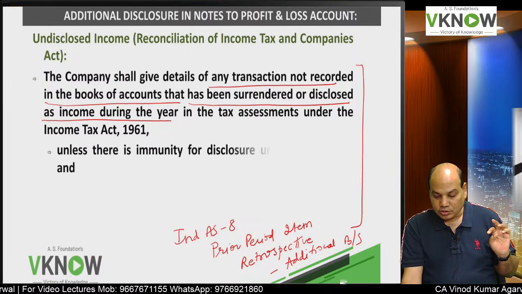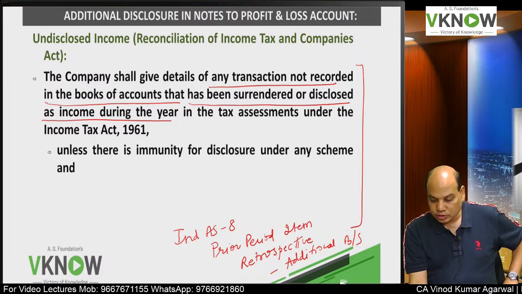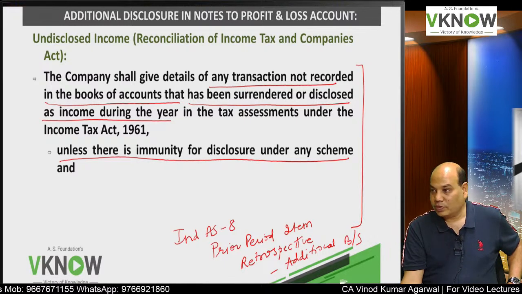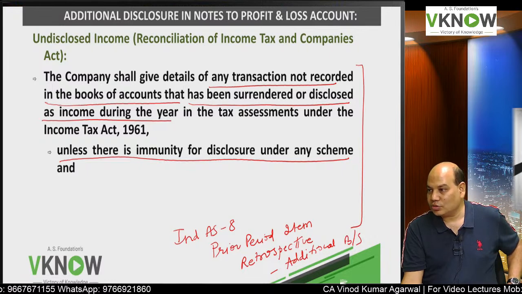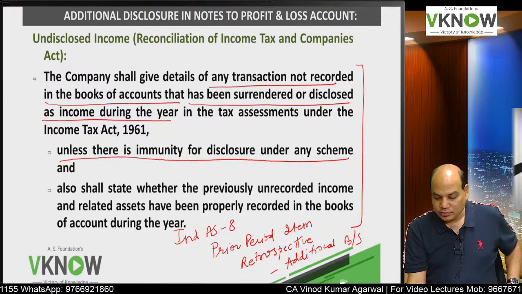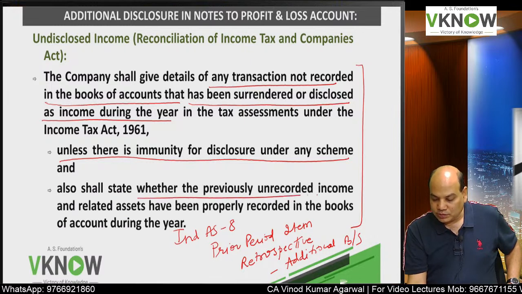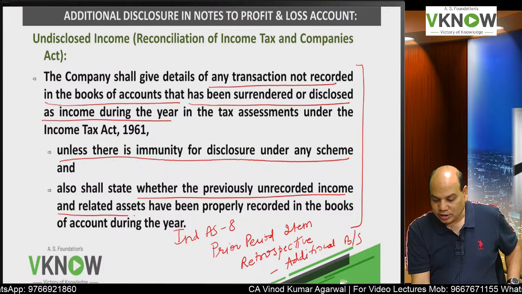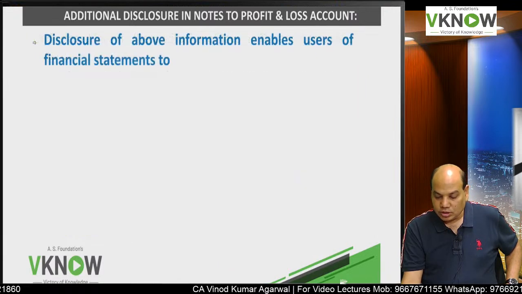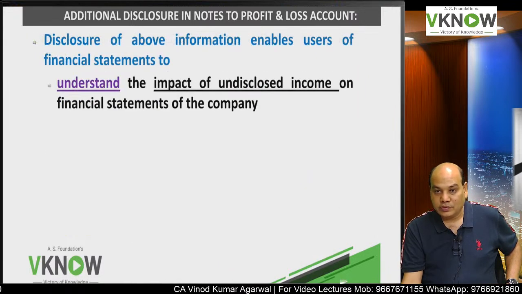Okay. So what is the disclosure you have to give, unless there is an immunity from disclosure under any scheme? If the government says you have an immunity from disclosure, don't disclose, then enjoy. Otherwise you have to state whether the previously unrecorded income and related assets have been properly recorded in the books of account during the year. Disclosure of the above information.